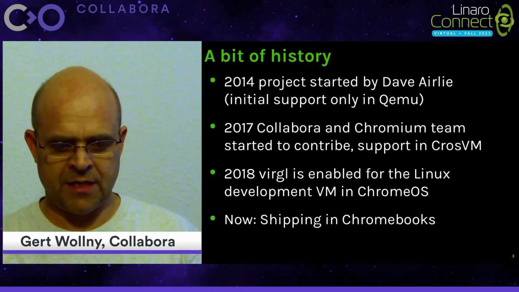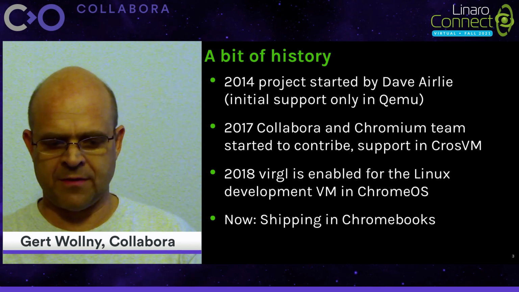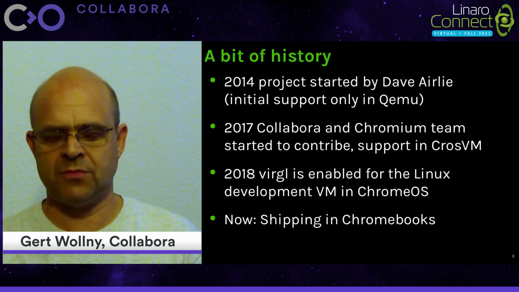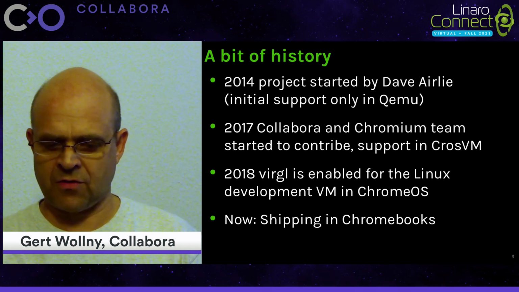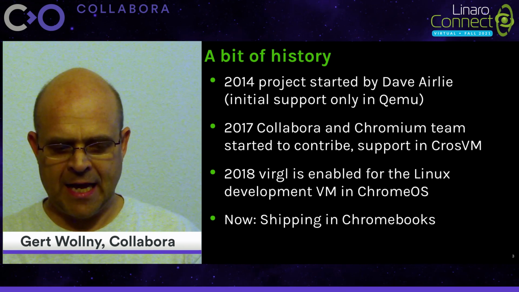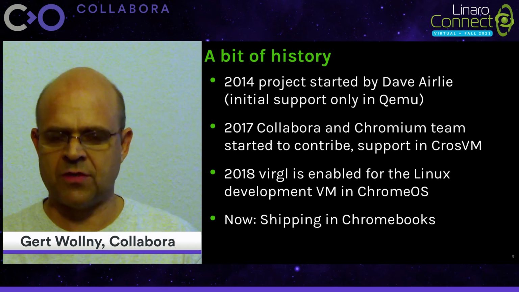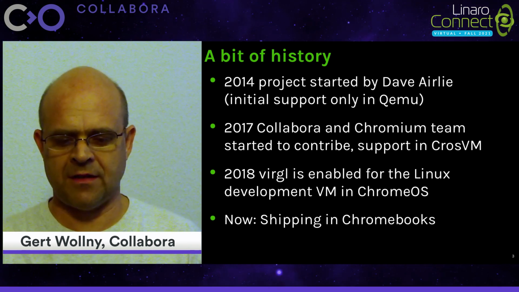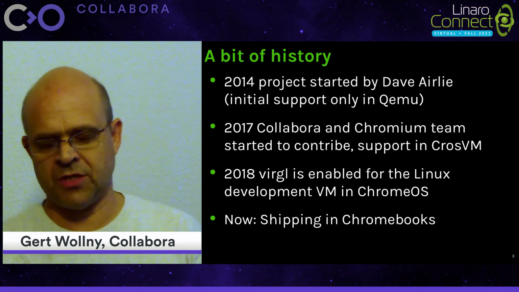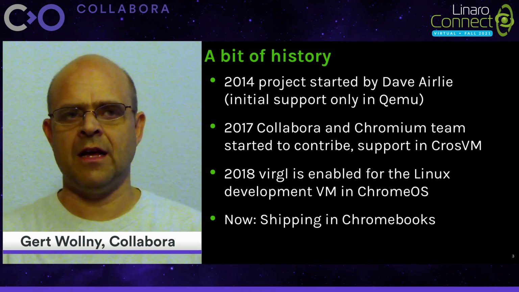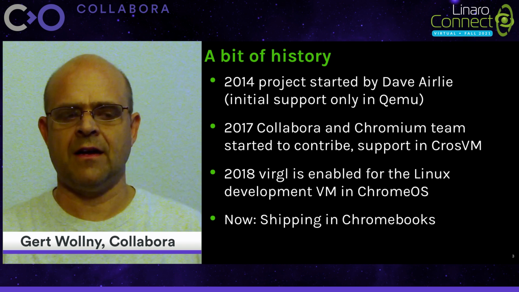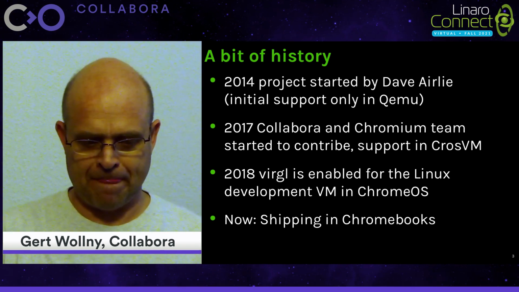In 2018, virgl was enabled for the Linux development virtual machine that is delivered with Chrome OS. And as of now, Chromebooks are shipping that have this development virtual machine enabled and installable, and you get in there OpenGL accelerated by virgl.